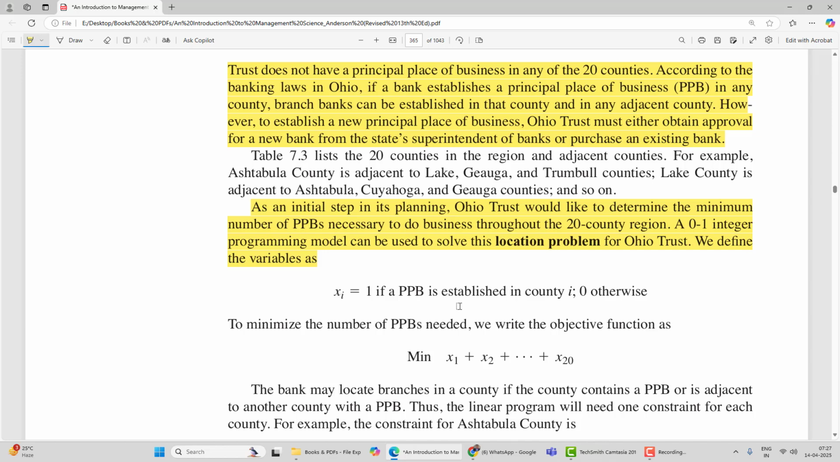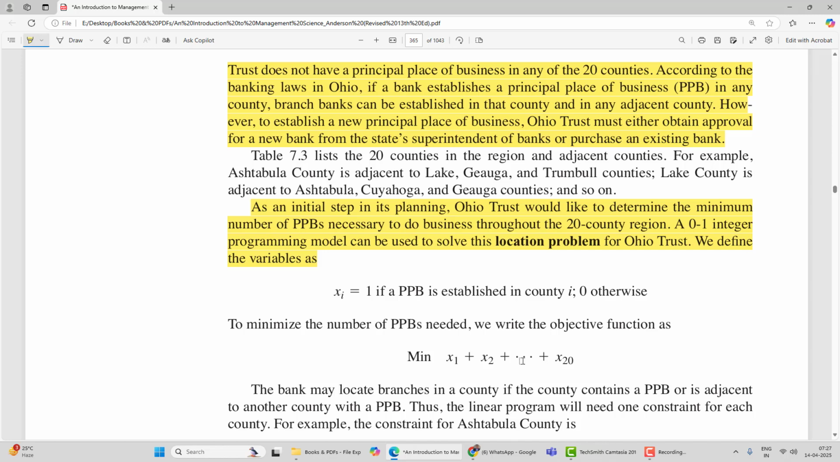If you have a PPB in every county, then all the variables x1 to x20 will become 1 and the total value will be 20. If you don't have any PPB, then all values for the variables will be 0 and the total will be 0. But then you can't do business in any of the counties. So what is the minimum number required so that you do business in all the 20 counties?